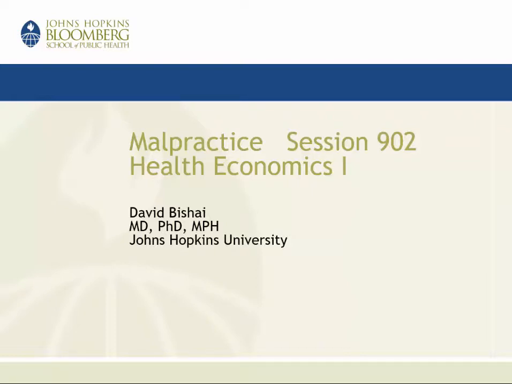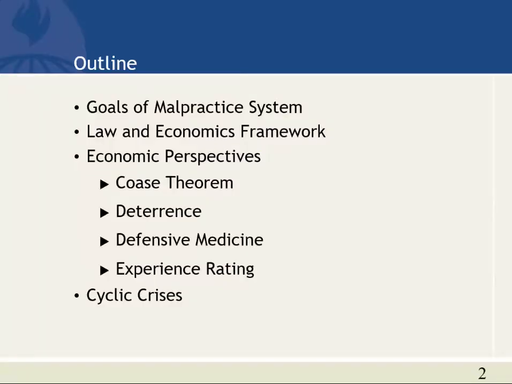In this lecture, we will be discussing the goals of the malpractice system, the law and economics framework, economic perspectives, and in those perspectives, we'll discuss Coase theorem and how it applies to the concept of deterring externalities. We'll talk about defensive medicine as a reaction to the malpractice system and how defensive medicine can increase the costs of healthcare. Finally, we'll look at malpractice insurance and bring back our understanding of experience rating. And we'll talk about the crises in the malpractice system that will recur repeatedly.